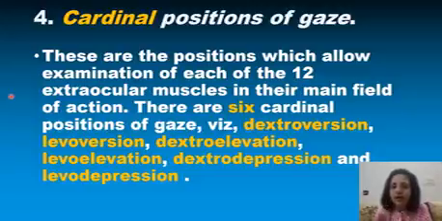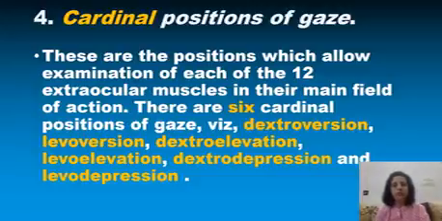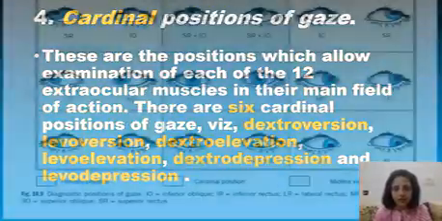Now, what is the cardinal position of gaze? These are the positions which allow examination of each of the 12 extraocular muscles in their main field of action. And the 6 cardinal positions are dextro elevation, dextroversion, dextro depression, levo elevation, levoversion, and levo depression. These are the 6 cardinal positions of the gaze.